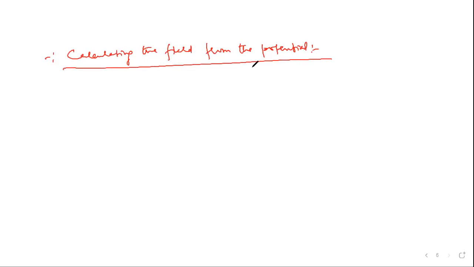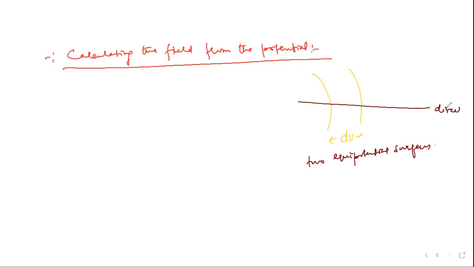Right? So what we do, consider two equipotential surfaces differing in potential by dV. So these are my two equipotential surfaces, right? Let there be some direction S. I define some direction S.